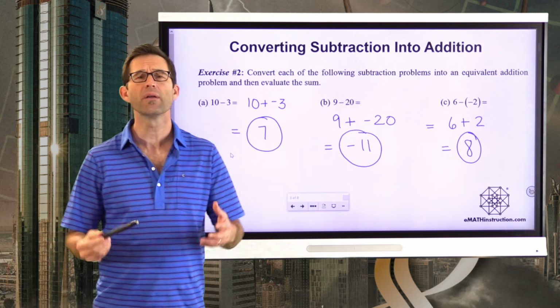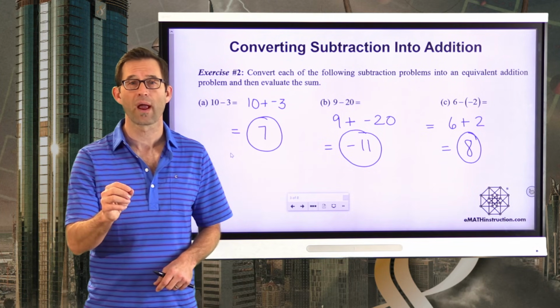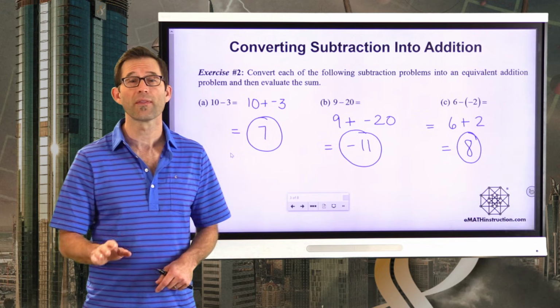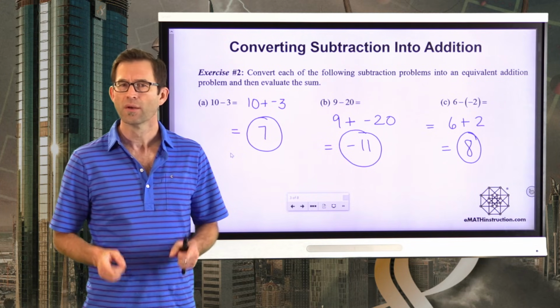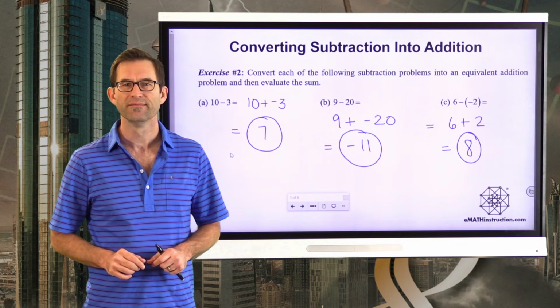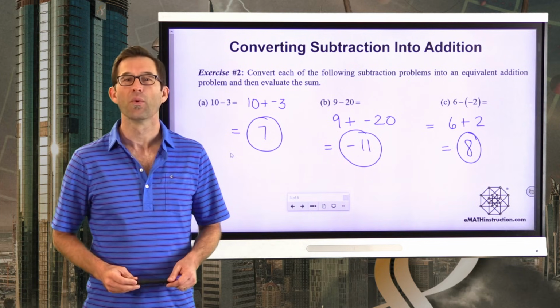All right, it's very, very important to be able to change subtraction into addition. And we're going to be doing that a lot in this first unit of Math 8, so you're going to get a lot of practice on it. All right, let's keep going with signed numbers.